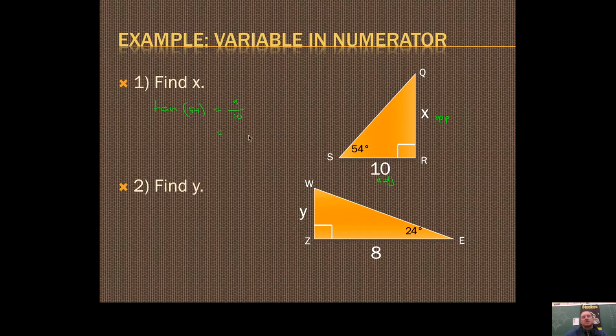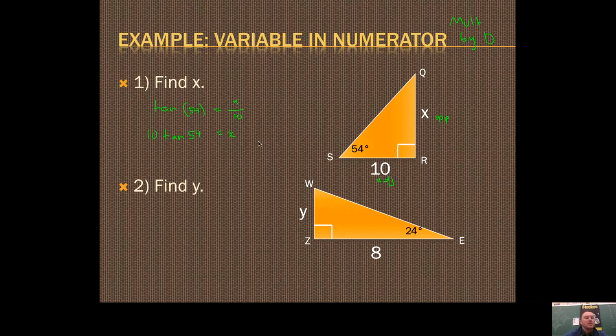We want to get x by itself. So if we're going to do that, what we're going to do is clear this fraction. What can we do to both sides to get this by itself? You're going to multiply both sides by that denominator. So 10 times the tangent of 54 is what x is going to be. Anytime your variable is in the numerator, like we just did here, you're going to multiply by the denominator.